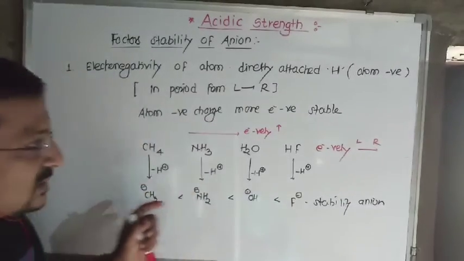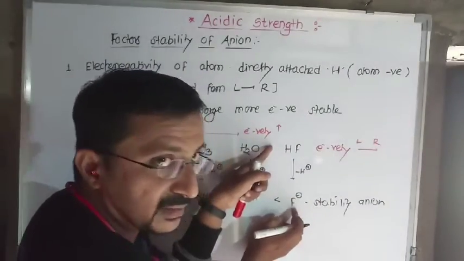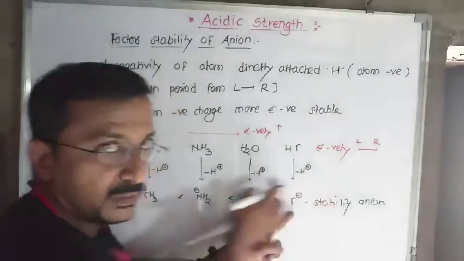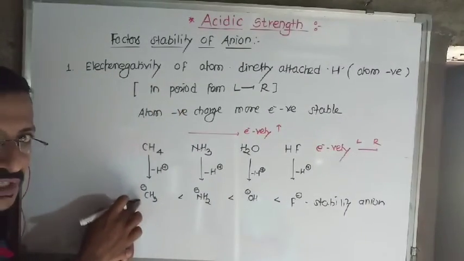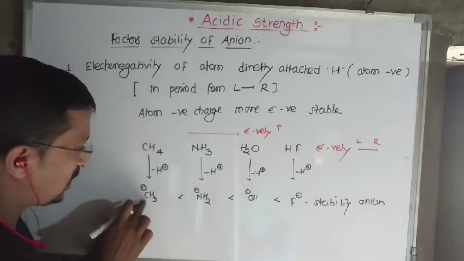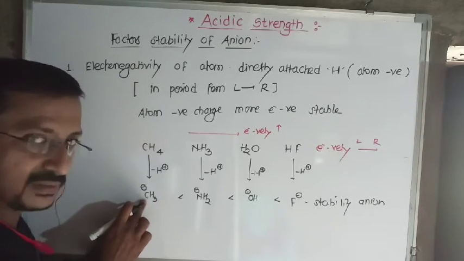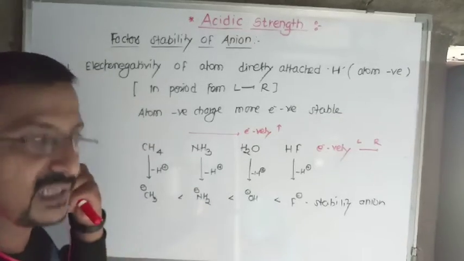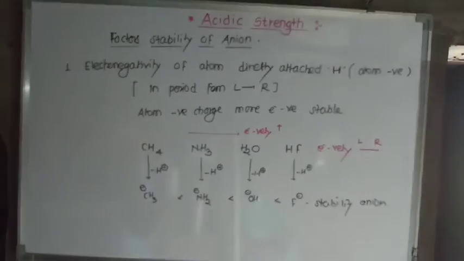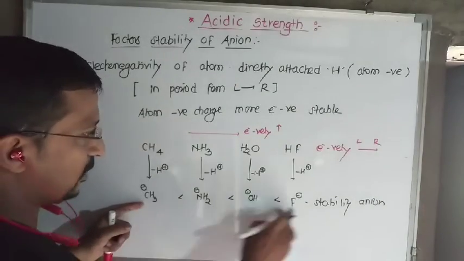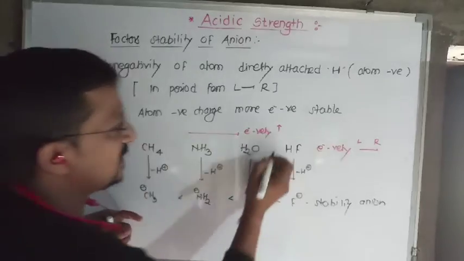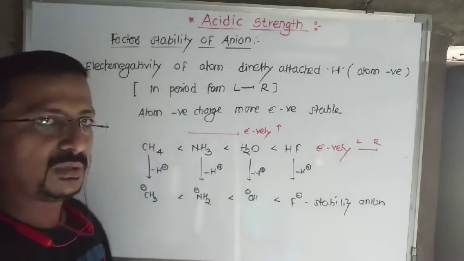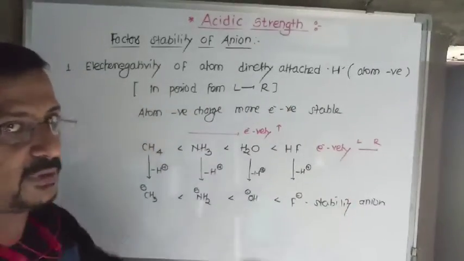As for stability of anion, if HF dissociates to give a stable anion, then it gives more H plus. But in the case of methane, after ionization to H plus, it forms CH3 minus, the carbanion, which is unstable because the electronegativity of carbon is less. So it is less stable. The order of the anions is like this, and the same order holds for the acids: HF, H2O, ammonia, and methane. This is the acidity order across a period from left to right.